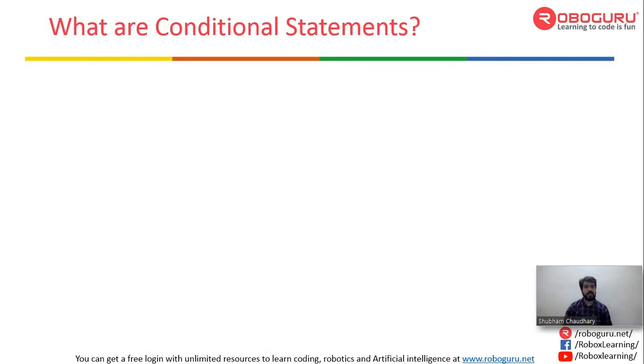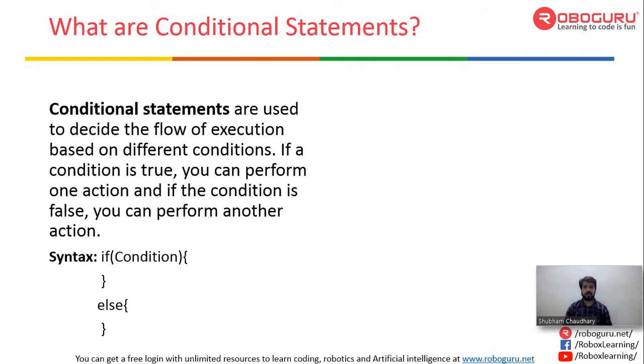So what are conditional statements? How can we program these electronic devices to take their own decisions? It's by conditional statements. Conditional statements are used to decide the flow of execution based on different conditions. If a condition is true, you can perform one action. If a condition is false, you can perform another action.